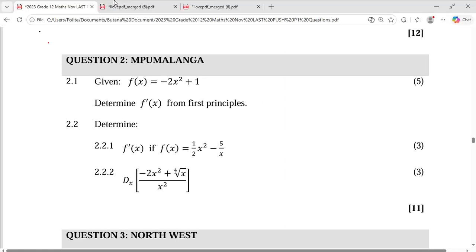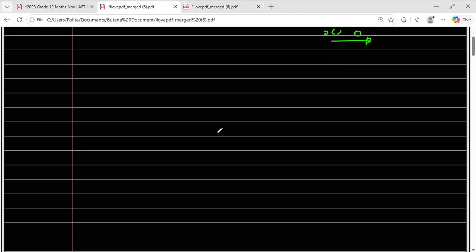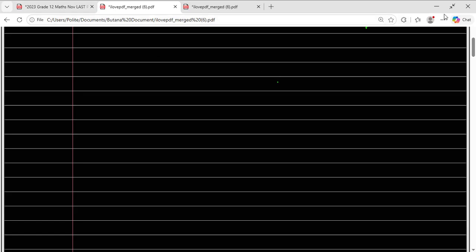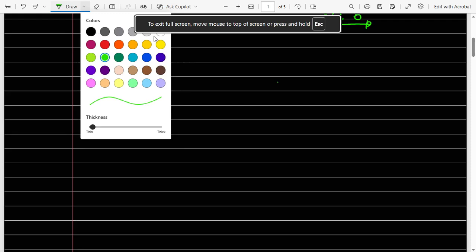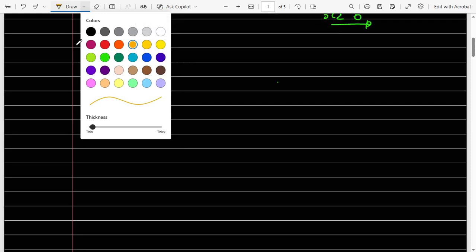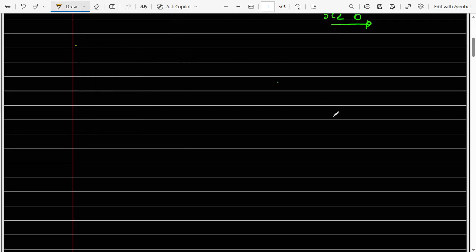So now let's go and work on this one. I'm just going to try and rewrite what I'm given there, and then I'll definitely work on that question using the first principle. Let's not waste any time. So this is question 2, and what are we given on question 2? I'm given f of x to be minus 2x squared plus 1.